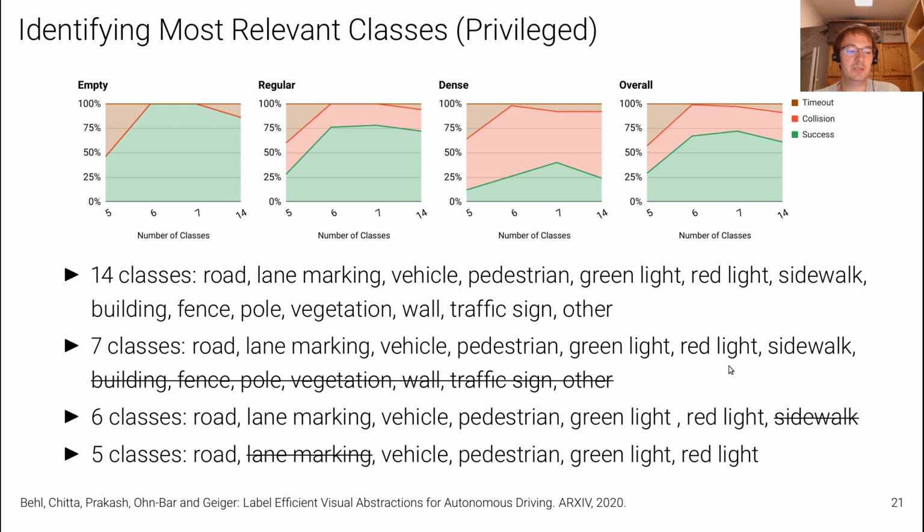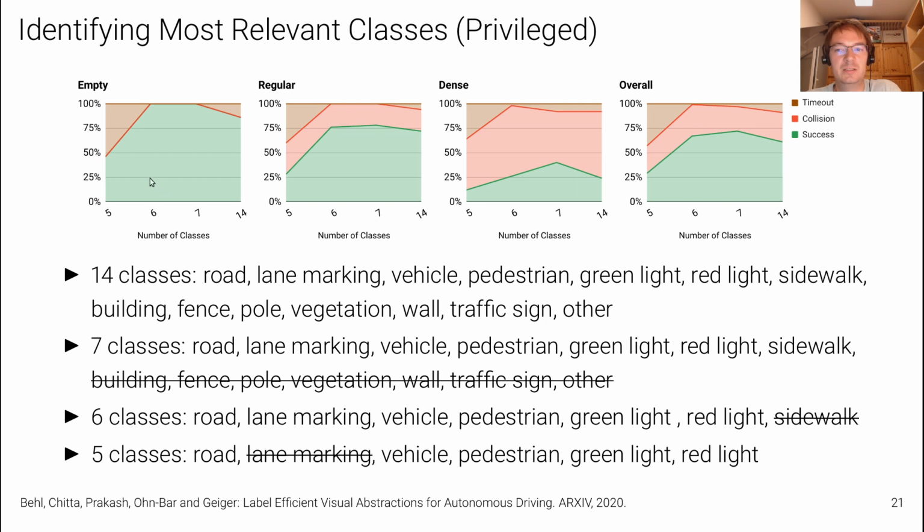The first experiment we did is we wanted to identify what are the most relevant classes for the privileged agent. We started with all 14 classes, which include road, lane marking, vehicle, pedestrian, green light, red light, sidewalk, building, fence, pole, vegetation, wall, traffic sign, and other. And then reduced to 7 classes by removing building, fence, pole, vegetation, wall, traffic sign, and other from this set of classes. We further reduced to 6 classes by removing the sidewalk class, and furthermore reduced to 5 classes by removing the lane marking class.